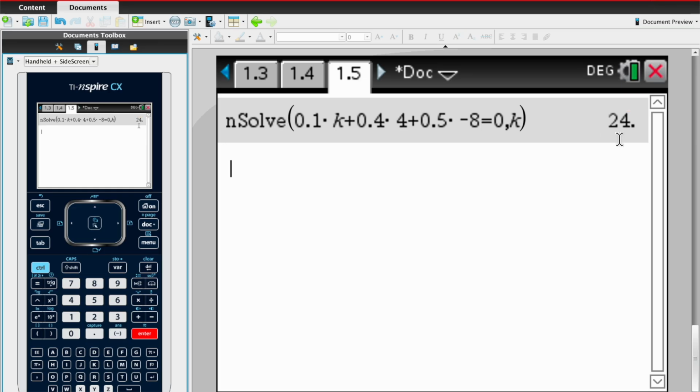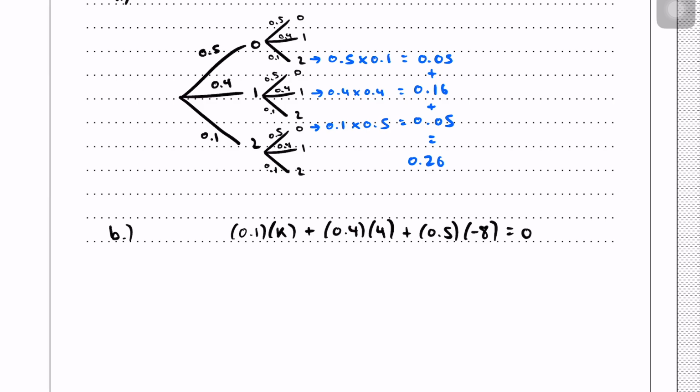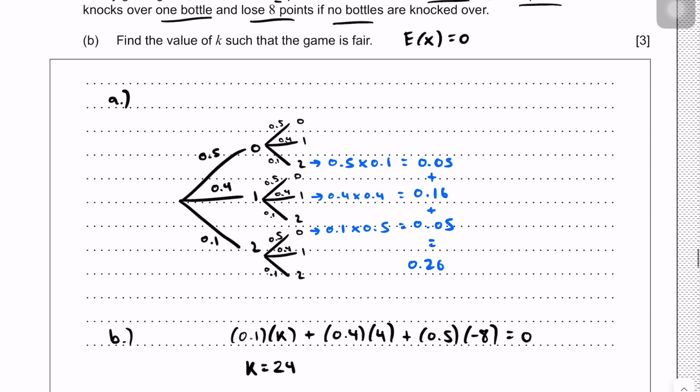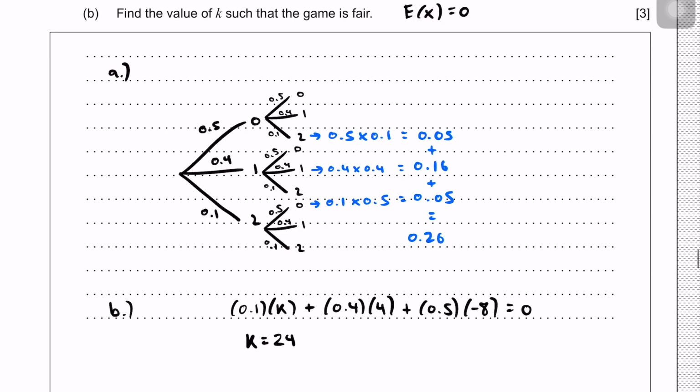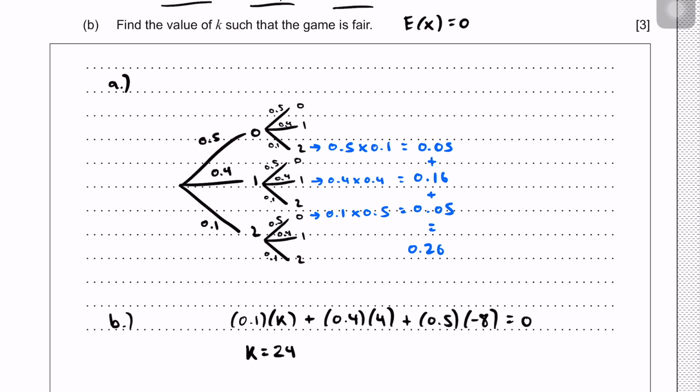So you earn 24 points for knocking over 2 bottles with 1 shot. Writing this out, k is equal to 24. Once again, expected value for a fair game is equal to 0. You can kind of read expected value as fair game. Expected value is a weighted average. 10% chance of getting K points, 40% chance of getting 4 points, to counteract this 50% chance of losing 8 points. We have such a small probability of winning K that K has to be significantly larger in order to balance this out and make sure it equals 0.